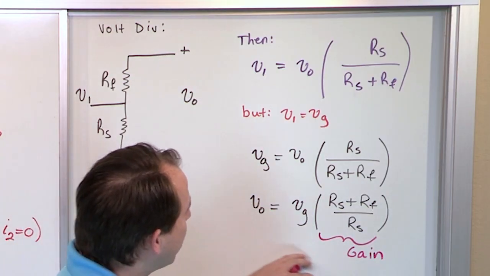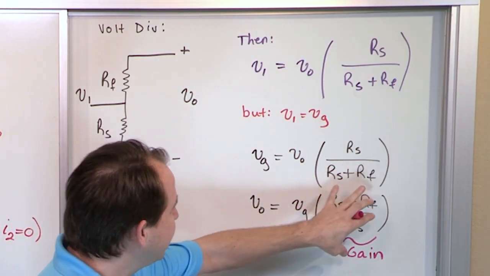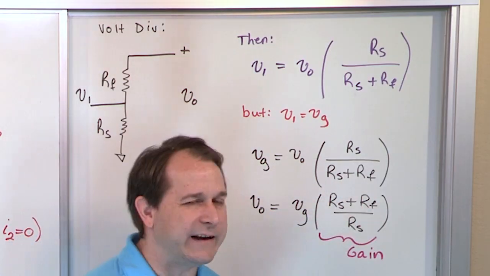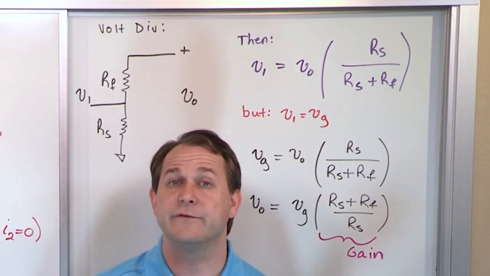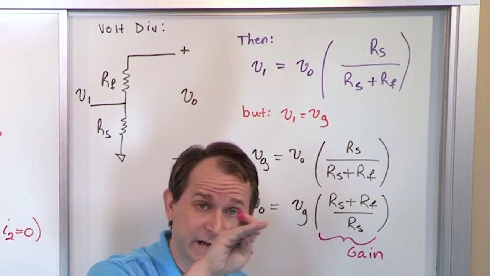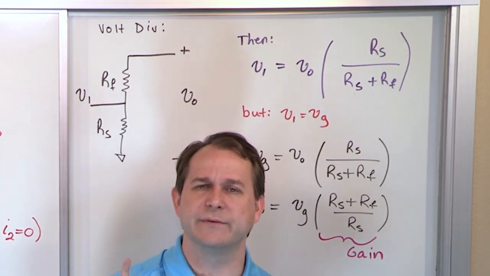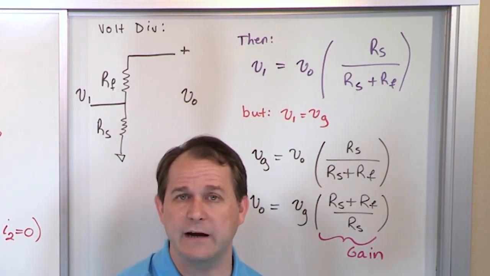Now, there's a couple of different ways to write this, but this is the simplest way to write it. You have the input times the gain gives you the output. Now, notice this gain is very different than the gain for the inverting configuration. The inverting configuration was simply a negative sign in front, feedback resistance divided by source resistance. Very simple fraction with a negative sign in front.